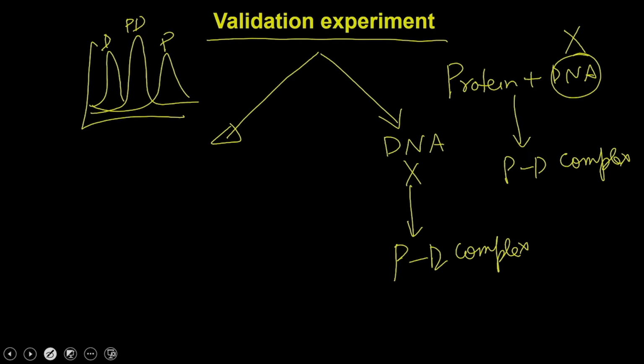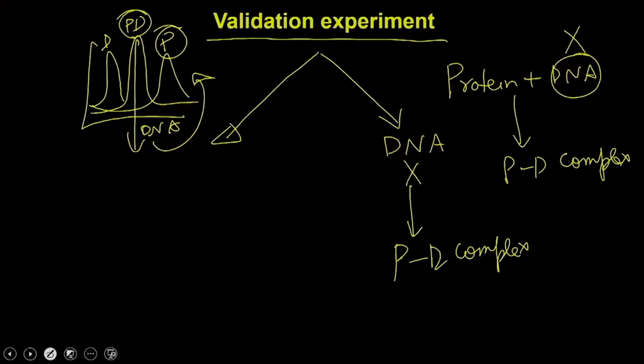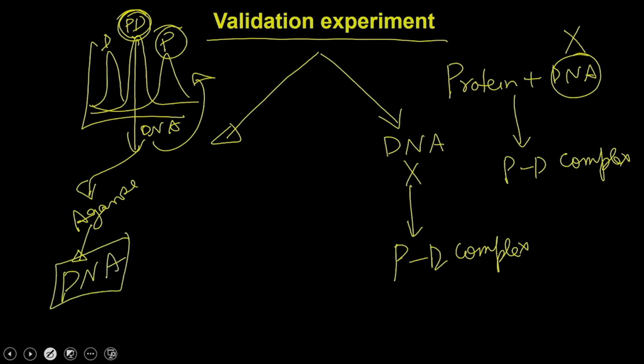To understand that, you take this complex, isolate it, degrade the DNA and run it again. If you run it again, it should give you a peak at the protein position. If that happens, that indirectly verifies that the shift in the peak is because of the DNA. The second thing is, because you have isolated the complex, you can also analyze it on an agarose gel, and that will give you a band for the DNA which you used for the interaction studies. This is the one approach.